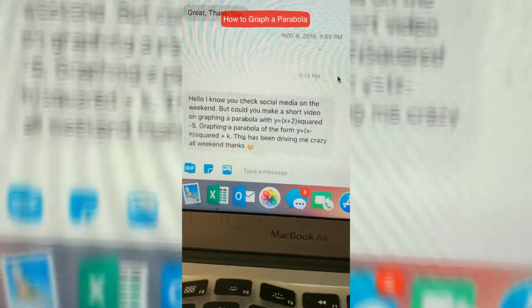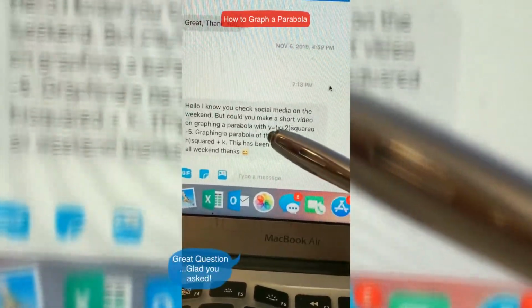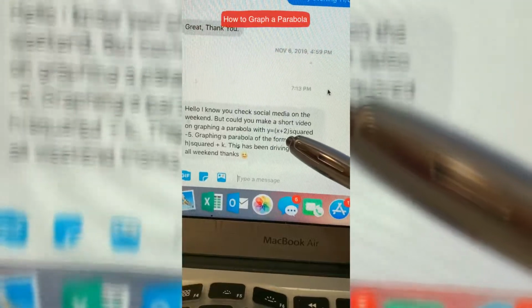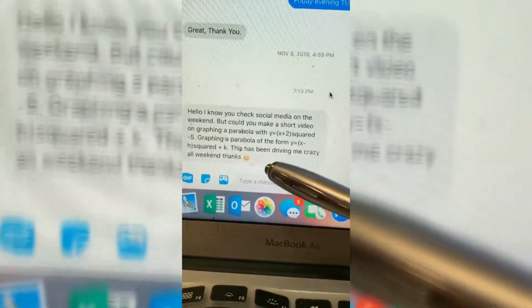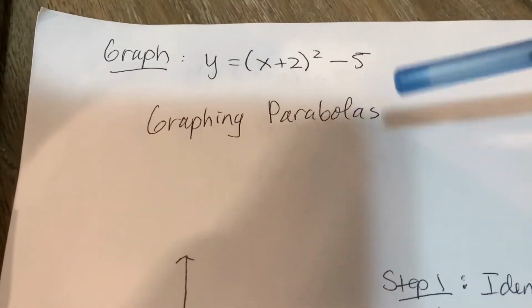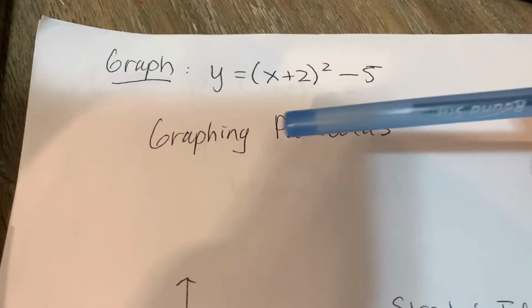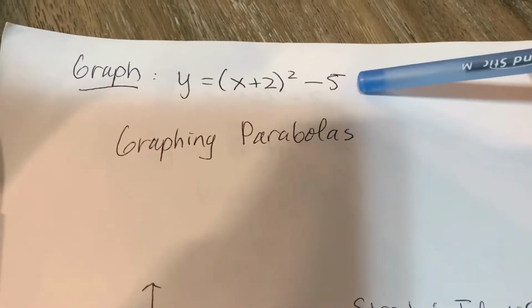In this video, I am going to go over a problem that a classmate had on graphing parabolas. So in this problem, we have a classmate that asked, how can you graph a parabola with y is equal to x plus 2 squared minus 5? So we're graphing a parabola of this form, and it's been driving him crazy. So that's a great question. I rewrote it down on paper. So we want to graph a parabola that is in this form.